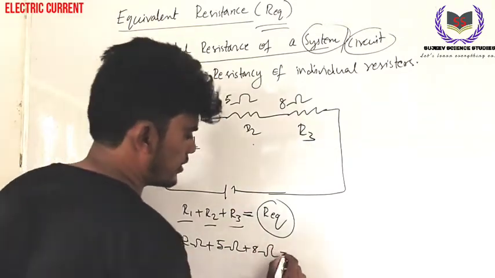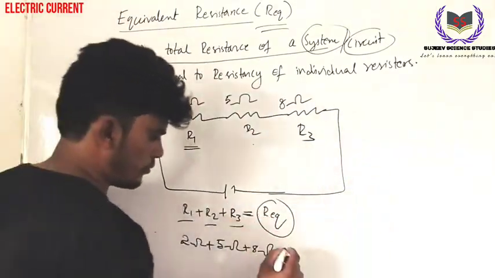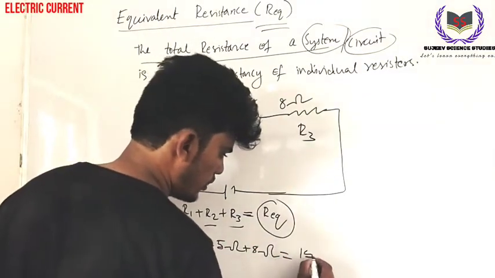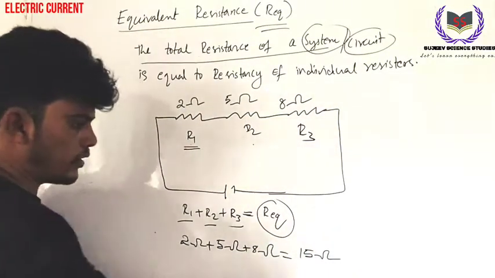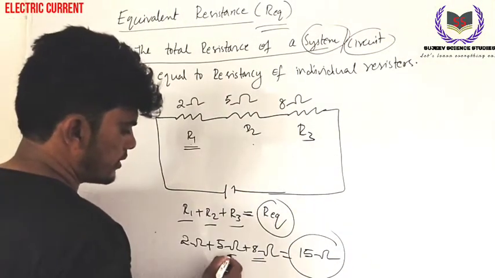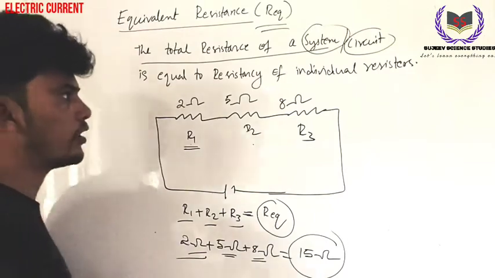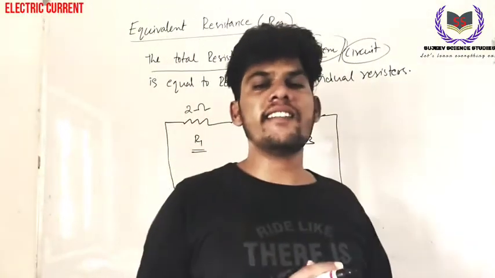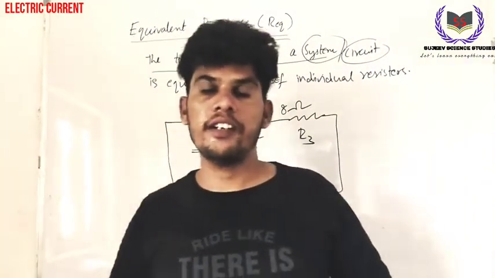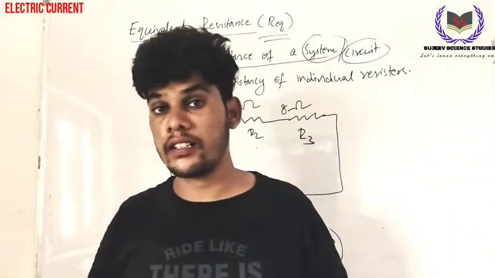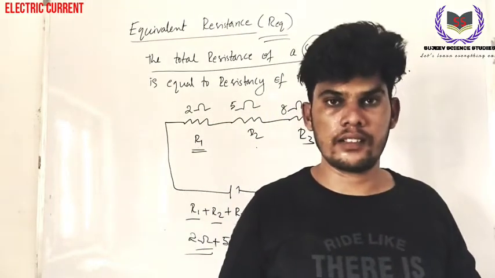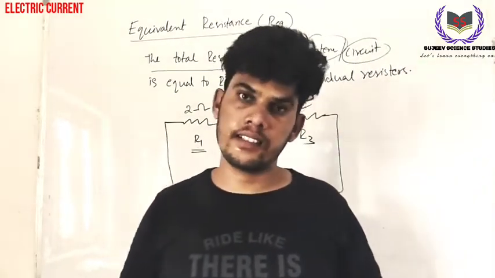The total resistance of any system. What is the total resistance? 2 plus 5 is 7, plus 8 is 15 ohms. So the total resistance of any system is equal to the sum of the resistances of the individual resistors. It is called equivalent resistance. This equivalent resistance can be calculated in 2 ways. It is different for series connection, and it is different for parallel connection. Let's discuss series and parallel connections and their equivalent resistances.